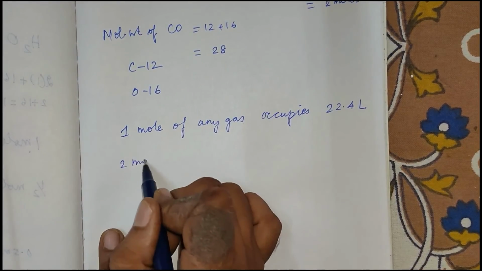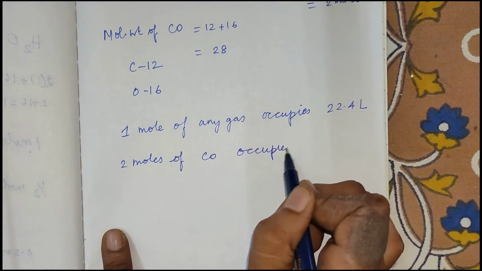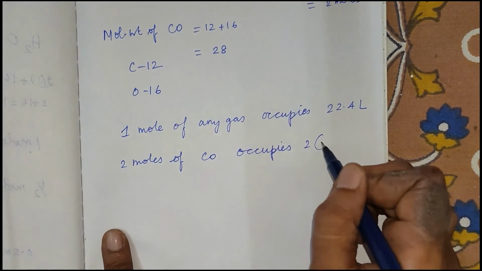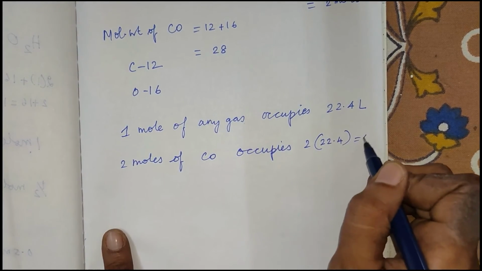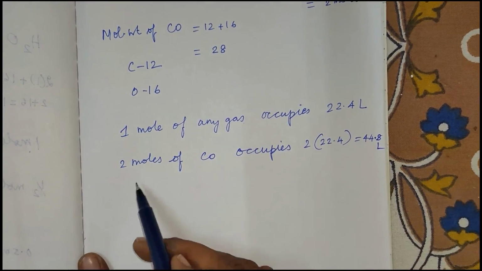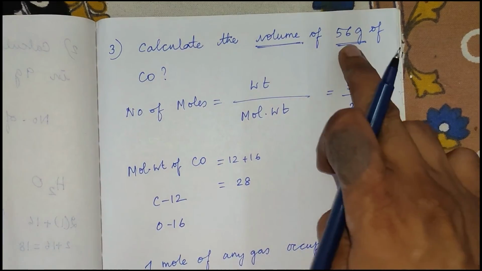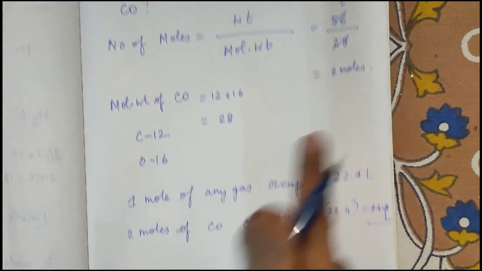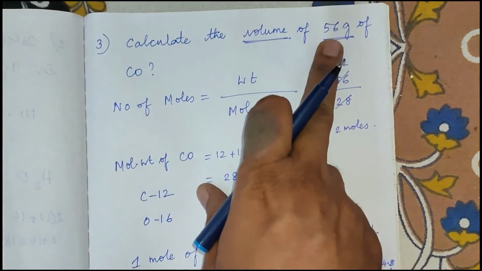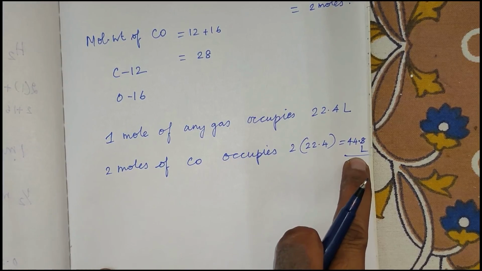So 2 moles of carbon monoxide occupies, for 1 mole it is 22.4. For 2 moles you are multiplying it by 2. 2 into 22.4, which is 44.8 liters. So 2 moles of carbon monoxide occupies 44.8 liters, which means 56 grams of carbon monoxide is 2 moles. So 2 moles will occupy 44.8 liters, which means 56 grams of carbon monoxide is equal to 44.8 liters.